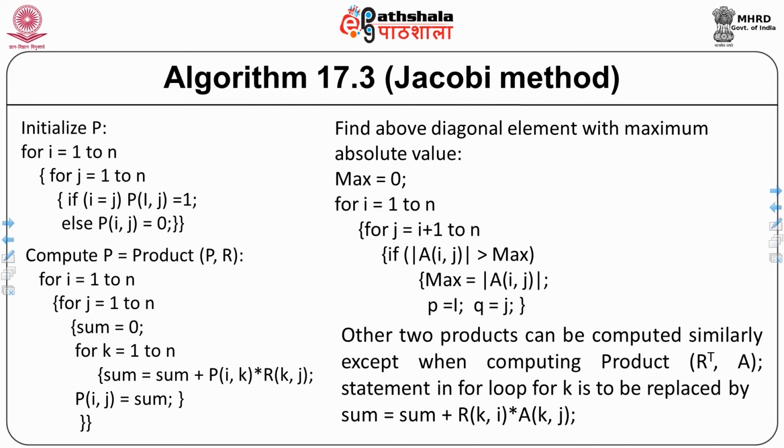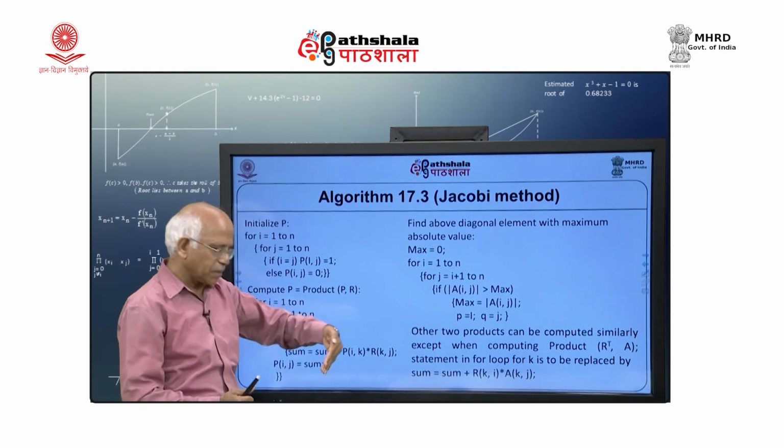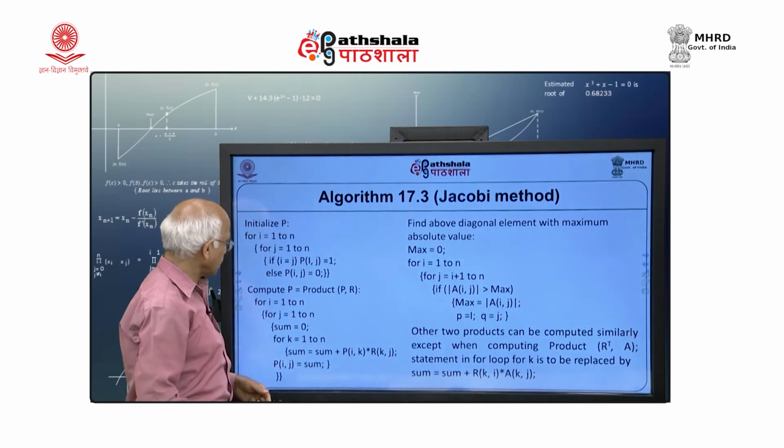Find the above diagonal element with maximum absolute value. How do I get that? So, I take maximum equal to 0, for i equal to 1 to n, and for j equal to i plus 1 to n. That will be the above diagonal search, and if mod A i j is greater than max, you change the maximum, and you also store the indices in p and q. You go on doing this for all these iterations, and in the end I will get an element in the upper diagonal with a maximum absolute value.